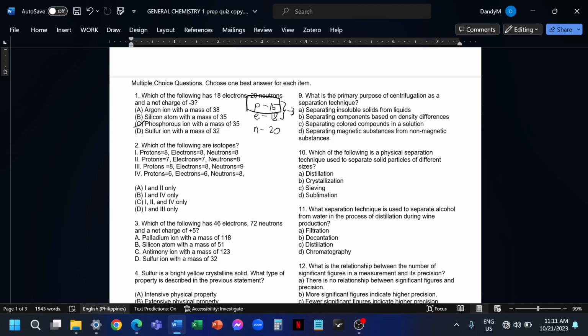Also to check the mass here, because it says the mass is 35. Again, the mass depends on the number of protons and then the neutrons. So there is 15 plus 20, so we have 35. So again, the answer for number 1 is letter C.